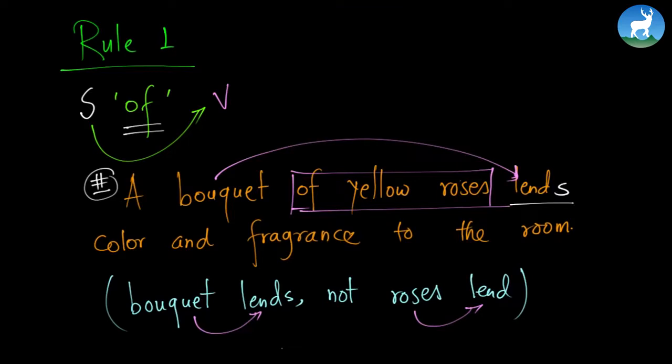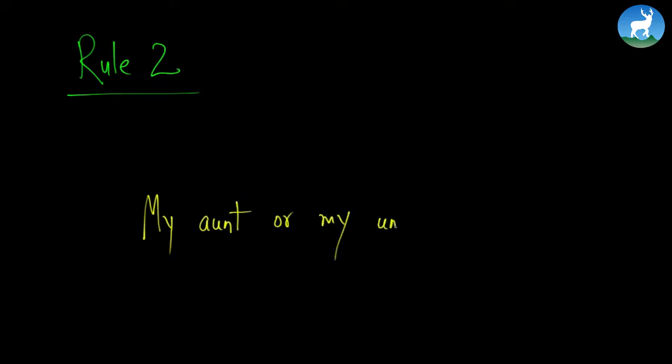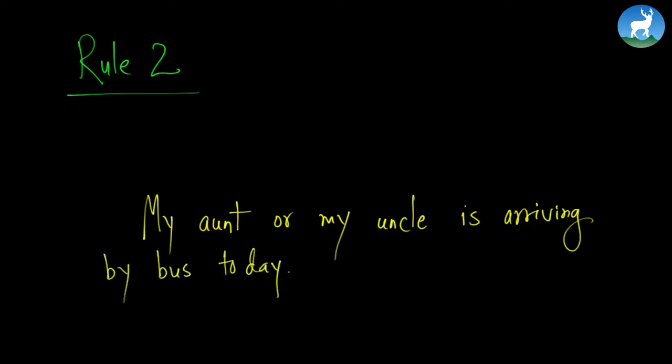Let's go to rule number 2. Now we go to rule number 2. In rule number 2, let me write some examples. First, my aunt or my uncle is arriving by bus today. Let me write one more example.